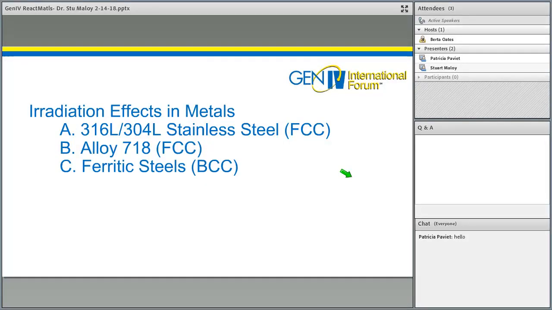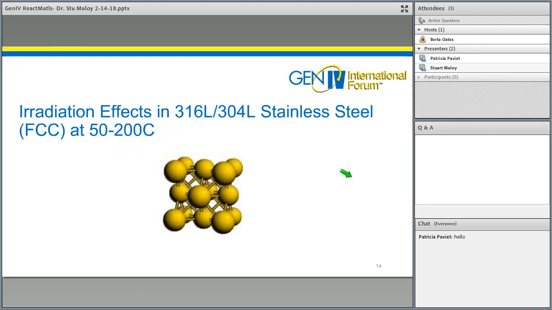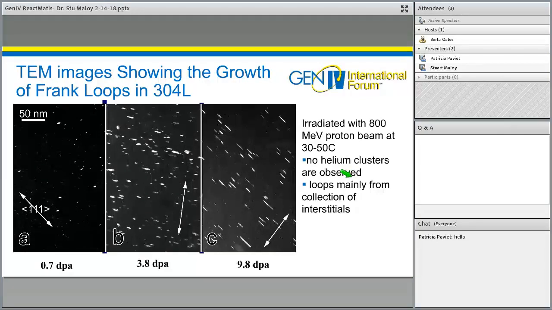So I'm going to center on 3 different alloy classes that I'll talk about: 316L and 304L stainless steel, face-centered cubic alloy, alloy 718, also face-centered cubic, and then some ferritic steels and their exposure to radiation. So like I said, I'm centering at lower temperature, at 50 to 200 degrees C, in 316L and 304L.